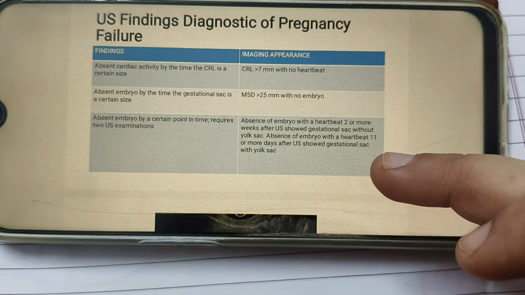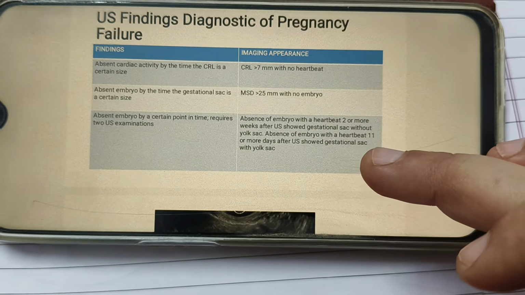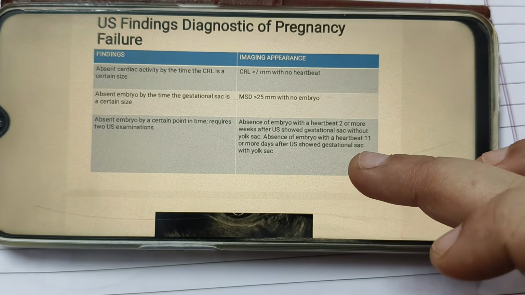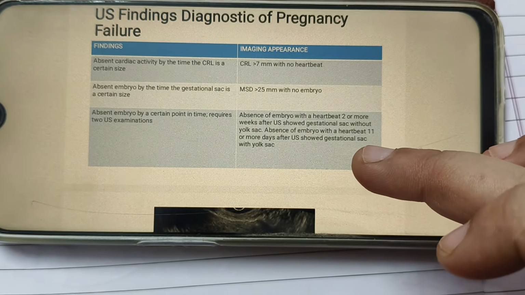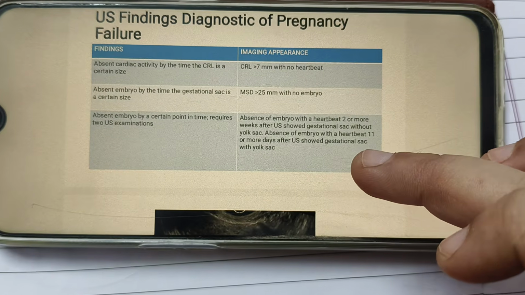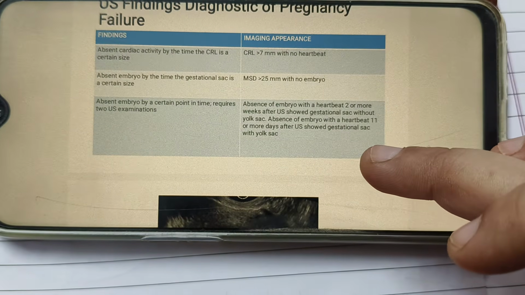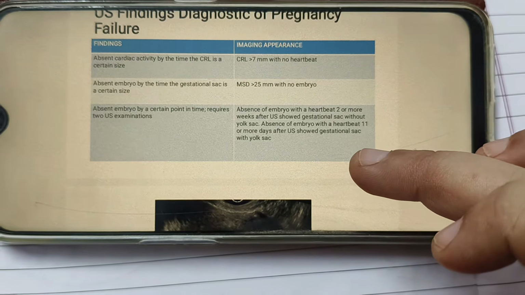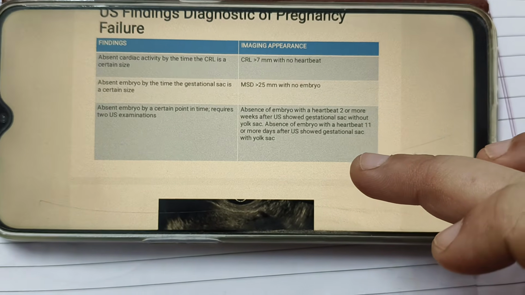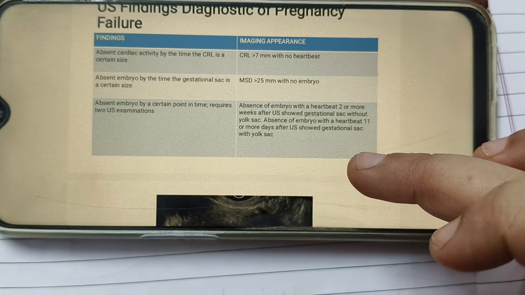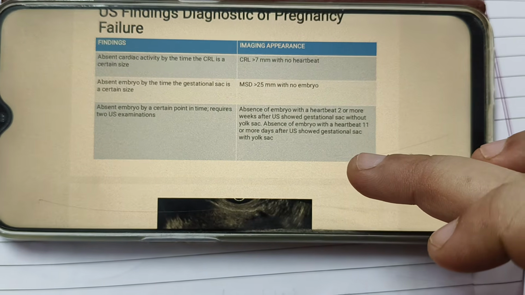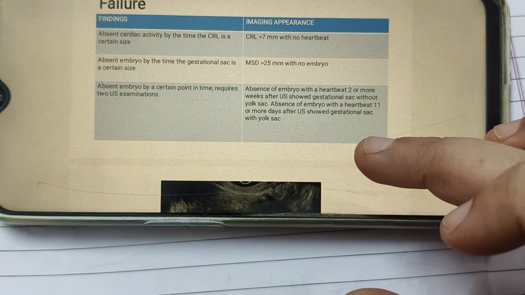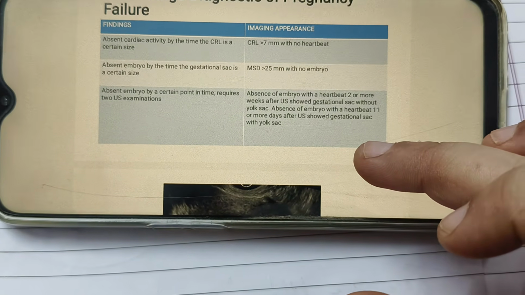if ultrasound shows a gestation sac without a yolk sac and you do a follow-up ultrasound after 2 weeks, then there is absence of embryo with a heartbeat. This is diagnostic of early pregnancy failure. Alternatively, if there is gestation sac with a yolk sac seen and you do a follow-up after 11 days and there is absence of embryo with a heartbeat after 11 days, then it is also diagnostic of early pregnancy failure.